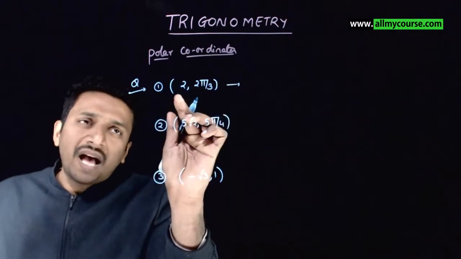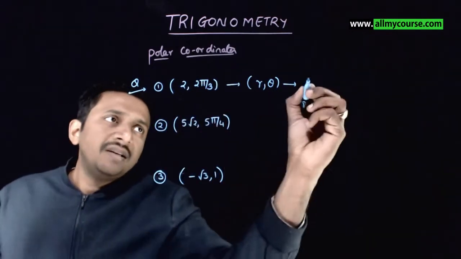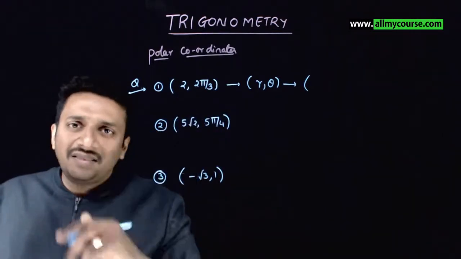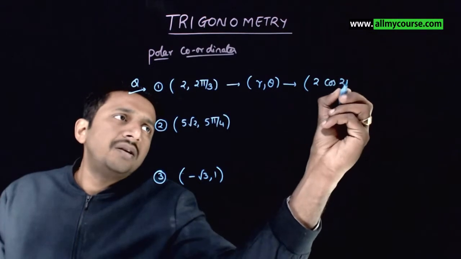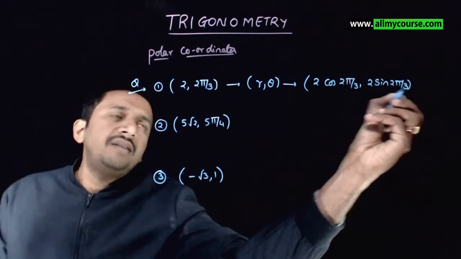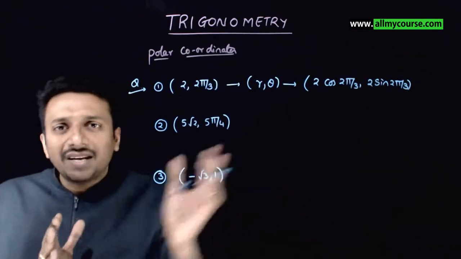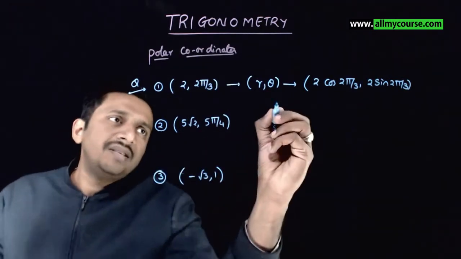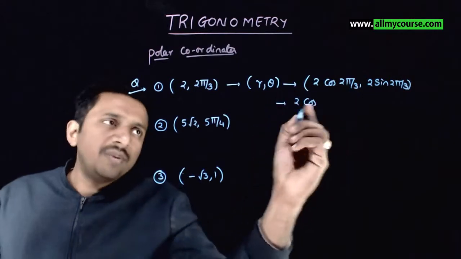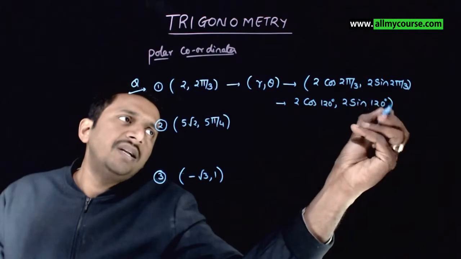Now you have r comma theta in the first question. If you have r comma theta, the corresponding Cartesian coordinates are nothing but r cos theta and r sin theta. This is 2 cos 2 pi by 3 and 2 sin 2 pi by 3. You don't need to put any plus or minus extra, because cos and sin take care of the signs by themselves. So that is equal to 2 times cos 2 pi by 3, where pi by 3 is 60 degrees, so 2 pi by 3 is 120 degrees, comma 2 sin 120 degrees.